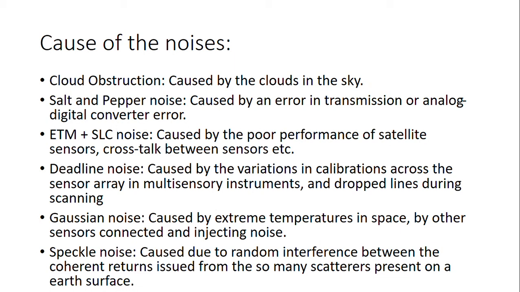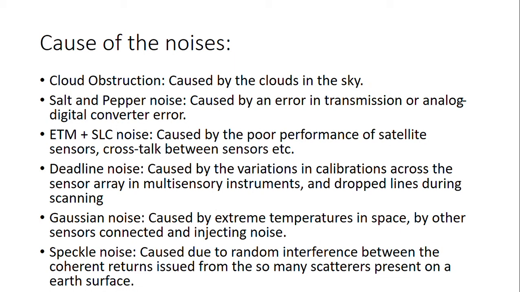Next is the Gaussian noise. Principal source of Gaussian noise arises during acquisition. This happens in satellite images due to extreme low and high temperatures of the electronic circuits and sensors in space. Noises injected by other sensors in the electronic board also contribute to Gaussian noise.